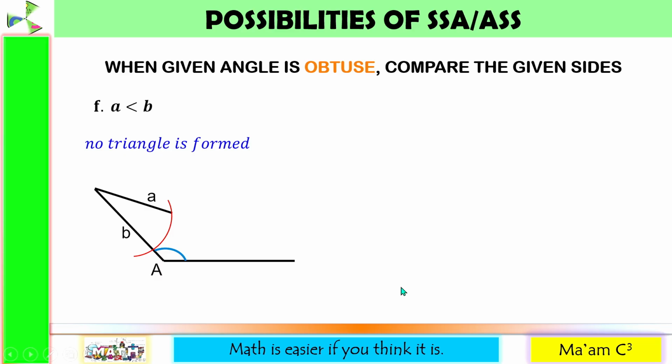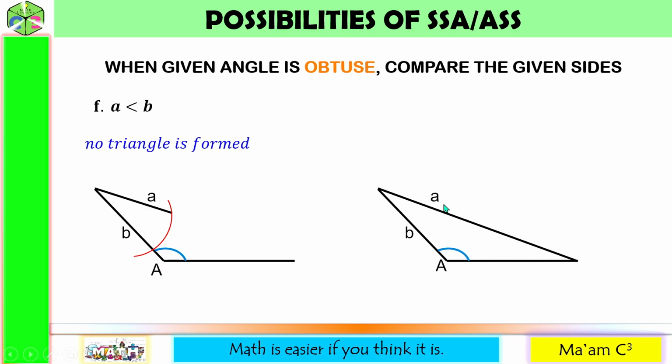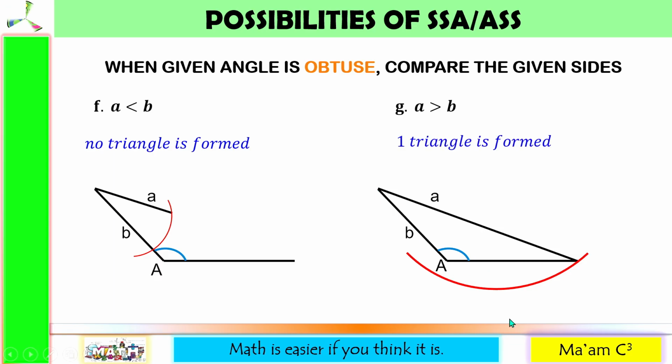Another possible outcome when the angle is obtuse is when your opposite side, your A, is longer than the other side given. So in symbol, that would be A is greater than B. And you can see that we were able to form one triangle.